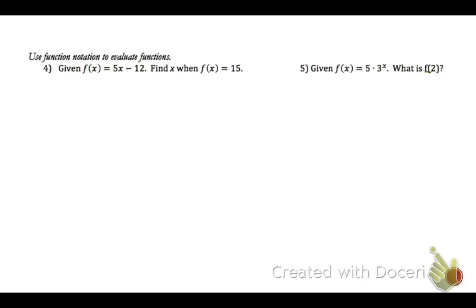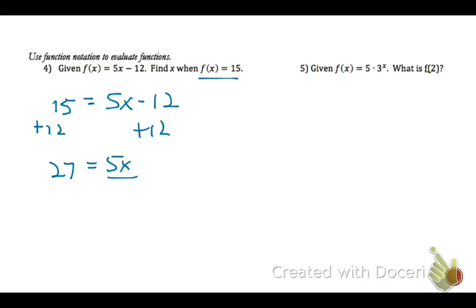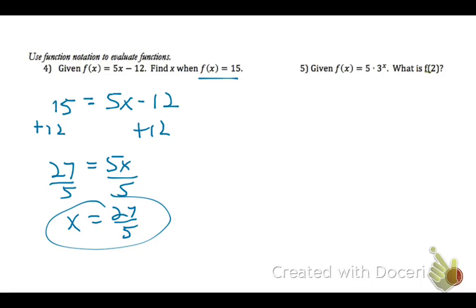So notice what we know is f of x, and so we're going to substitute in 15 for f of x. So we write 15 equals 5x minus 12. Then just solve from there. So 5x equals 27. Divide both sides by 5. So x equals 27 fifths.